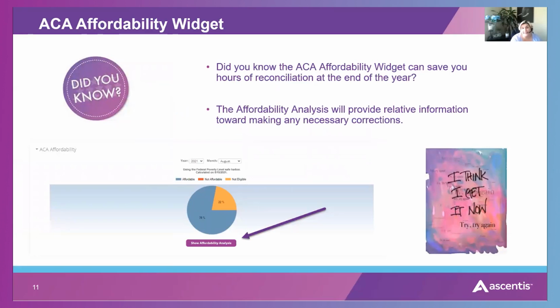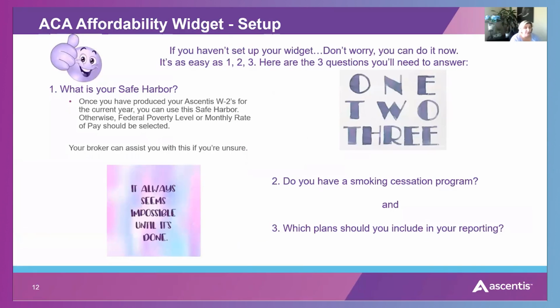Did you know the ACA affordability widget can save you hours of reconciliation at the end of the year? The affordability analysis will provide relative information toward making any necessary corrections. If you haven't set up your widget, don't worry, you can do it now. It's as easy as 1, 2, 3. Here are the 3 questions you'll need to answer.